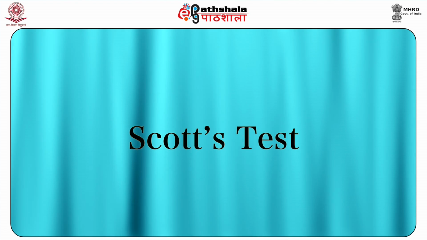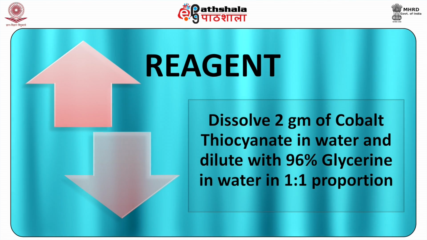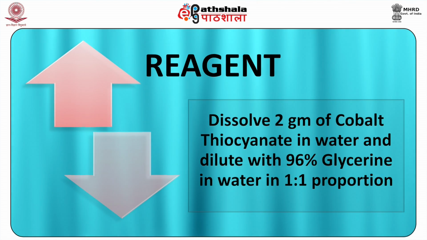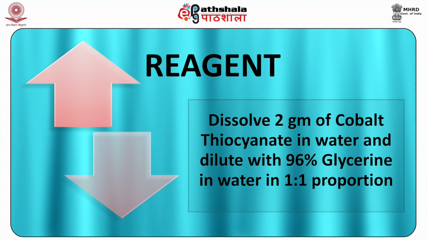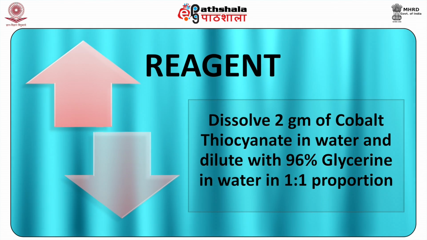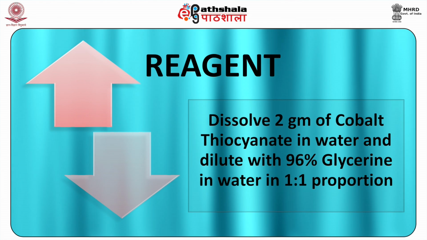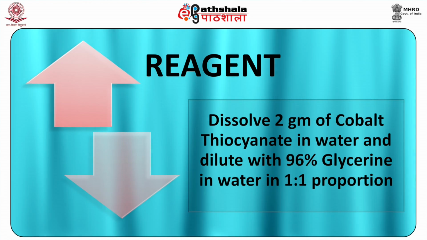Next is the Scott's test. For preparation of reagent, the reagent is prepared by dissolving 2 grams of cobalt thiocyanate in water and diluted with 96% glycerine in water in the ratio 1:1. The residue of the extract is taken in a test tube and the reagent is added. The mixture is shaken and a blue color develops at once, which indicates the presence of cocaine. Methaqualone also gives a positive reaction.